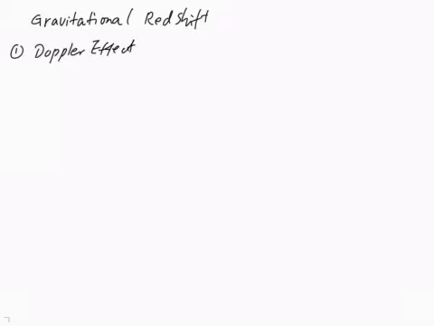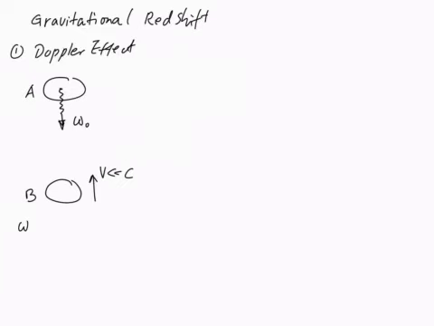The Doppler effect says if you have a source A that emits light at frequency omega 0, and you have observer B, which is moving towards source A at a speed of v, then, if v is much smaller than the light speed c, the frequency received by observer B is omega 0 times (1 + v/c).